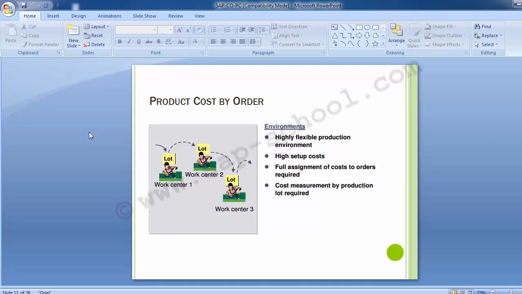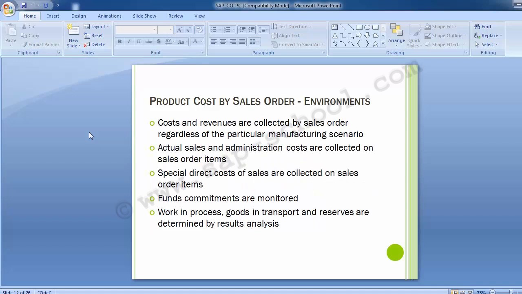The cost for manufacturing orders can also be analyzed and settled by period if required. However, SAP recommends analyzing and settling manufacturing orders by lot rather than by period. So this particular component, product cost by order, is used where the order system or a lot system is applicable for a manufacturing concern.